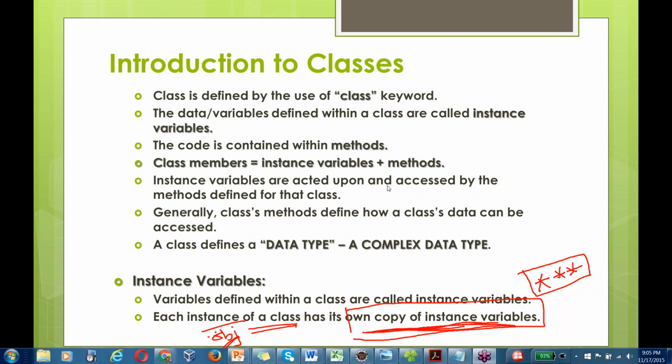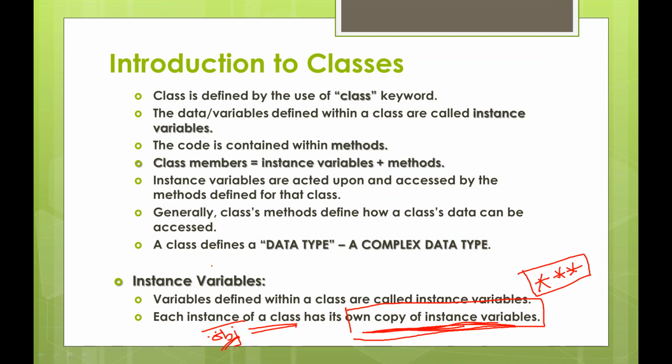Because each object will have its own copy of the variables that you declare, they are called instance variables. They are called instance variables because an object of a class is called an instance. Each object will have its own copy of instance variables, so they are called instance variables. We will see with an example.